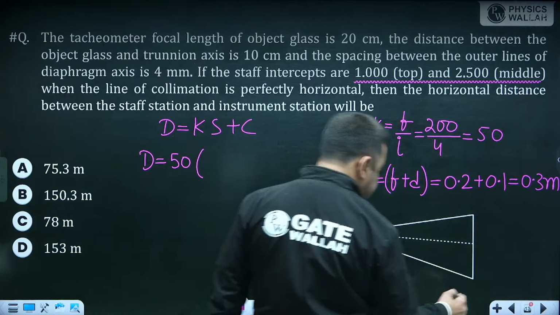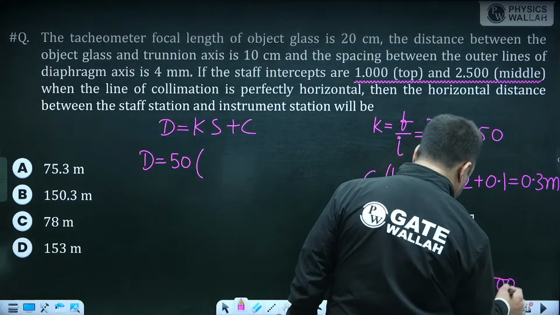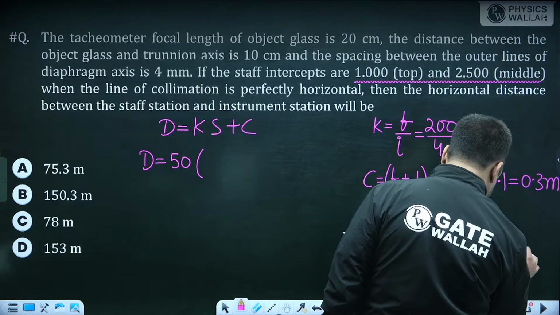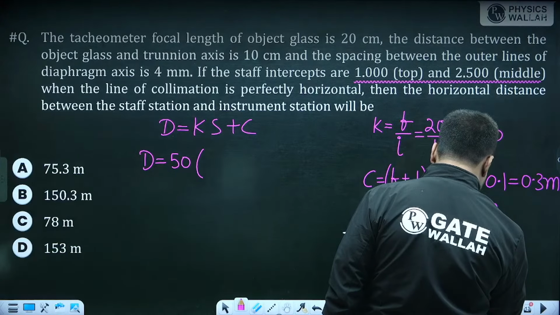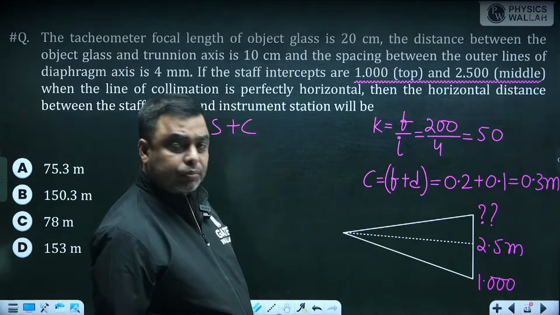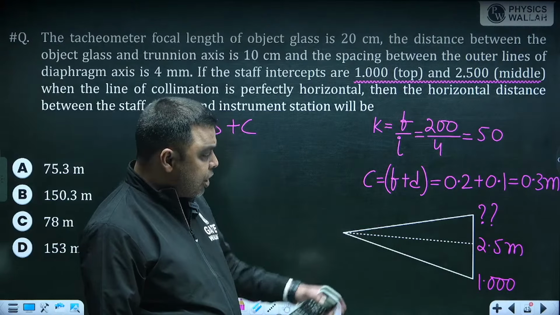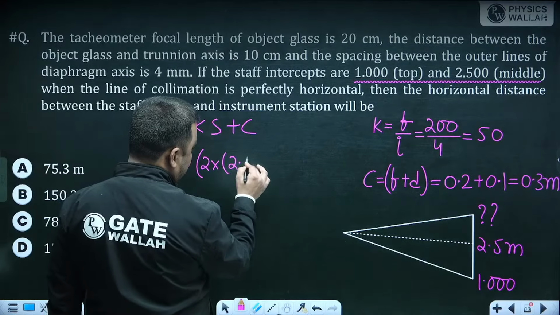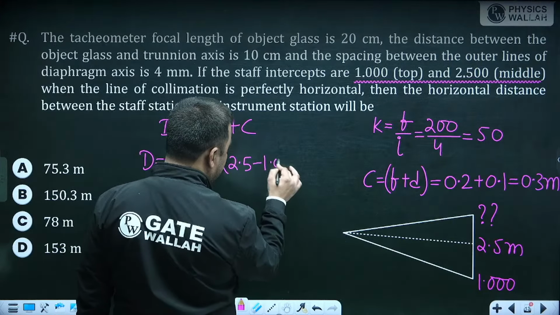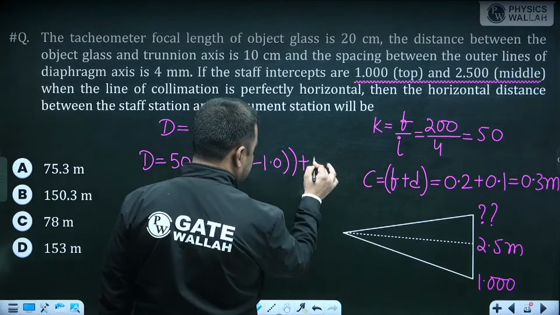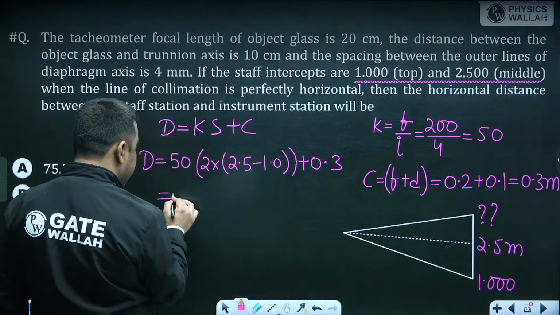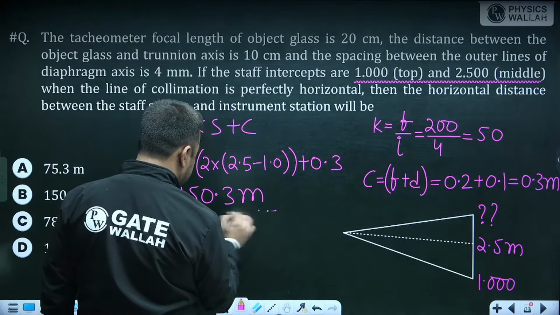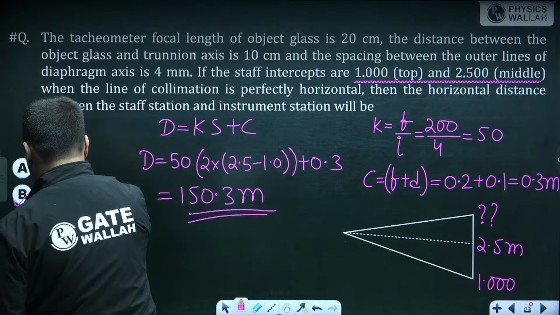See, this reading is 1 meter. This reading is 2.5 meter. This reading is not available to us. It will be just twice of it, right? So twice of 2.5 minus 1.0 plus 0.3. So this will be coming as 150.3 meters. So answer will be option B.